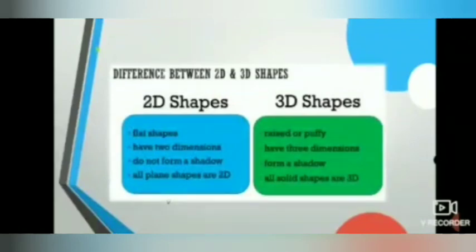I have told you the differences between 2D and 3D shapes. 2D shapes have a flat surface, 3D shapes are raised or puffy, up off the ground. 2D shapes have 2 dimensions, 3D shapes have 3 dimensions. 2D shapes do not form a shadow. 3D shapes form a shadow. All plane shapes are 2D shapes. All solid shapes are 3D shapes.